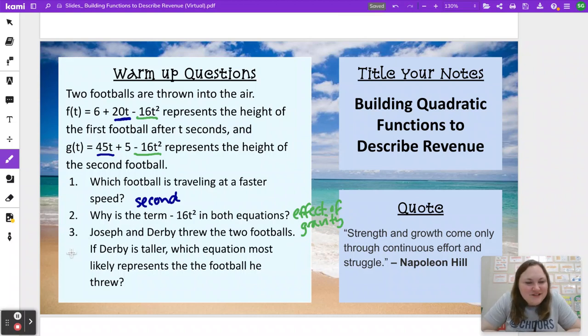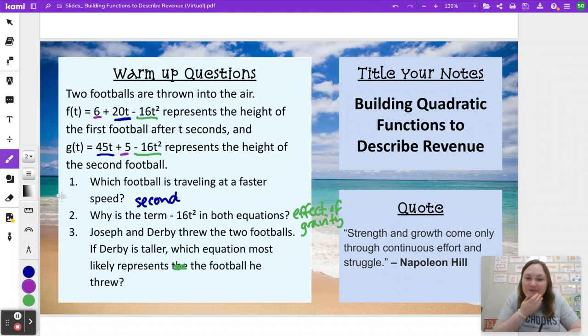And then for that final question, number 3, it says Joseph and Derby threw the 2 footballs. If Derby is taller, which equation most likely represents the football he threw? This has to do with that final term we haven't talked about yet. It's that constant number. And so that number that's all by itself without a variable. We said that constant in each equation tells you about the starting point. It tells you the height when time is 0.